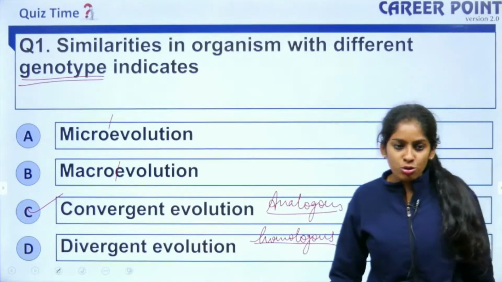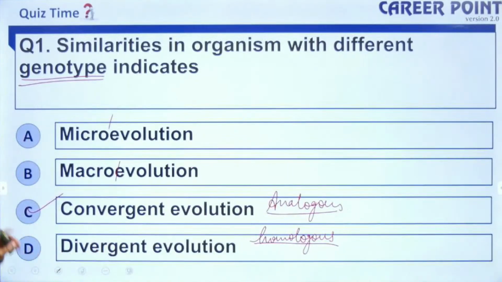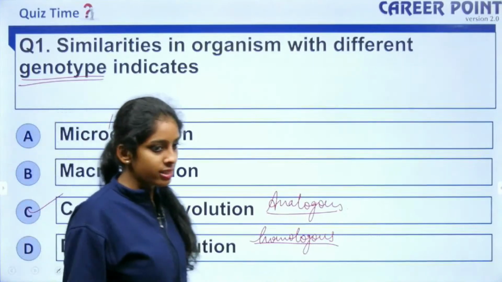No, it is not that macro is two different species. No, it is nothing like that. So here your answer is convergent evolution. Alright? Yes?